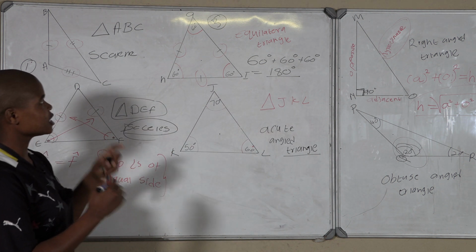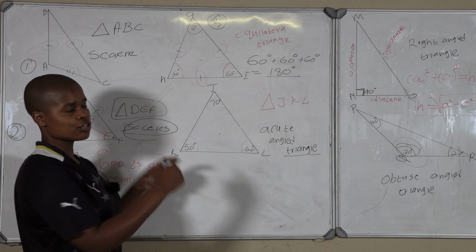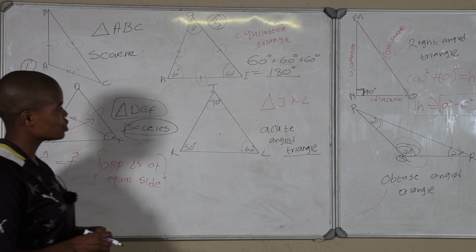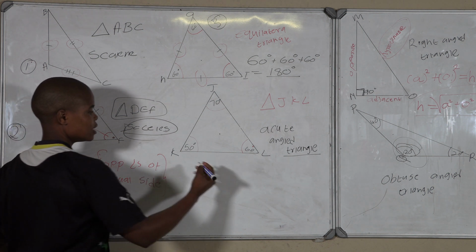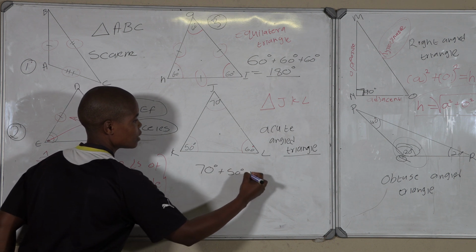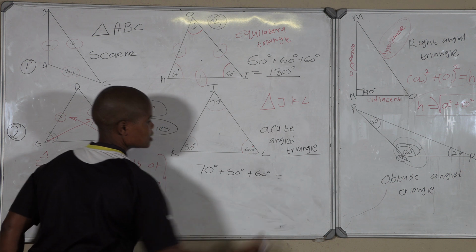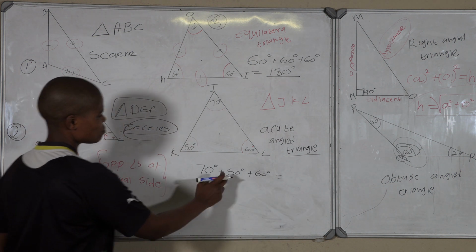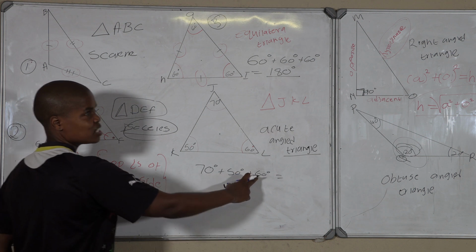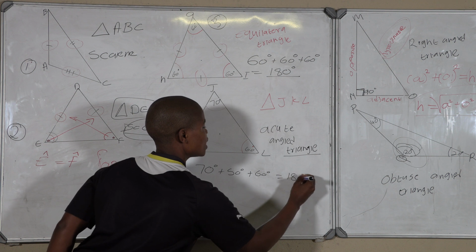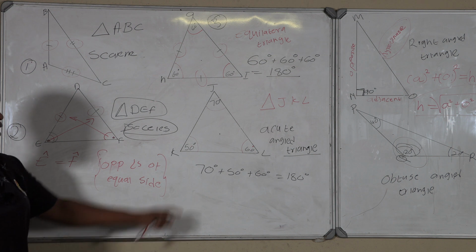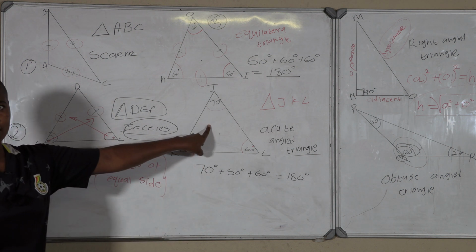So let's see, is it an issue of the equilateral triangle, or is every triangle going to add to 180? So let's check this one, which we said is an acute angle triangle. So we have 70 degrees plus 50 degrees plus 60 degrees. Let's see how much they add up to. 7 plus 5 is 12. 12 plus 6 is 18. Okay, they add up to 180 degrees. So we can make a conclusion that the sum of interior angles adds up to 180.